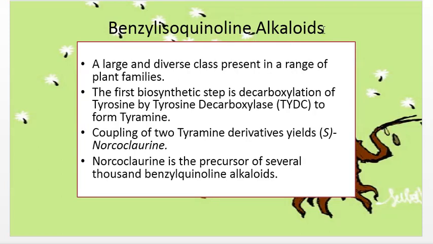Benzyl isoquinoline alkaloids are a large and diverse class present in a range of plant families. The first biosynthetic step is decarboxylation. What is decarboxylation? I think you remember. This is when we remove carbon dioxide from our compound. It is a decarboxylation of tyrosine by tyrosine decarboxylase, an enzyme, to form tyramine. Coupling of two tyramine derivatives yields norcoclaurine.